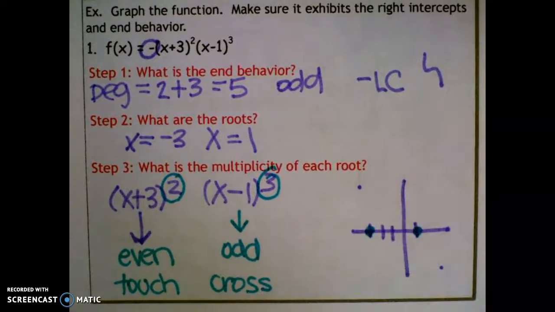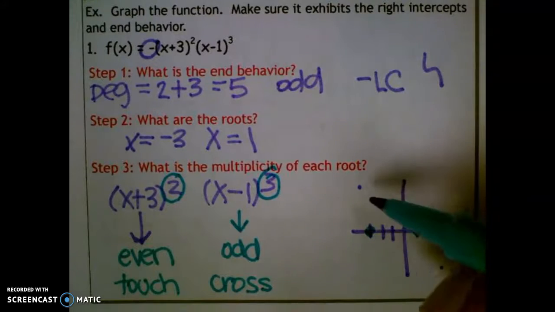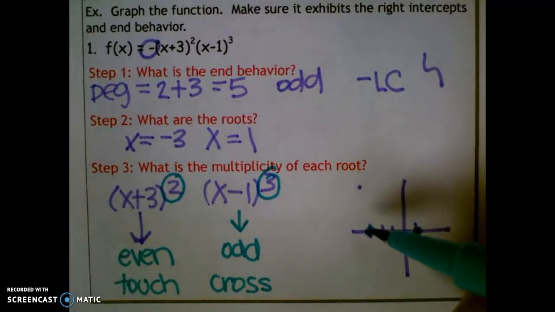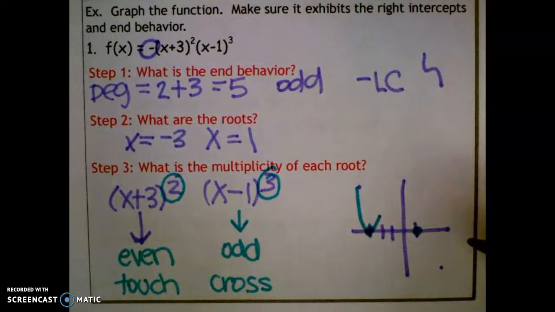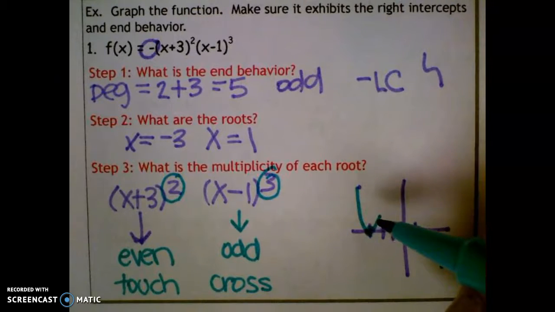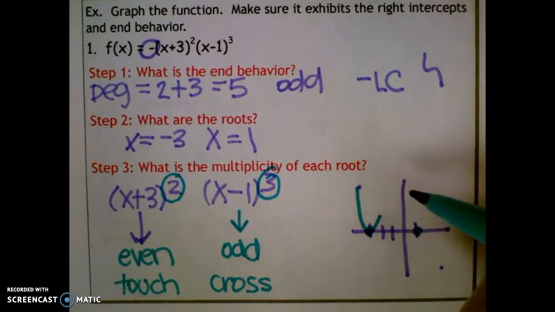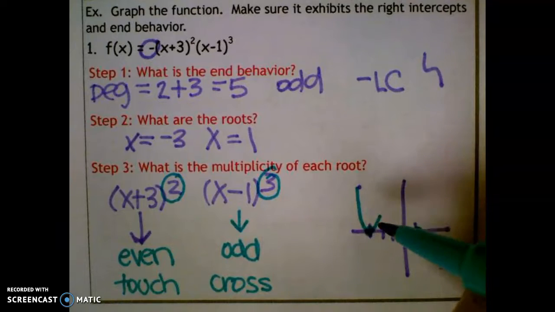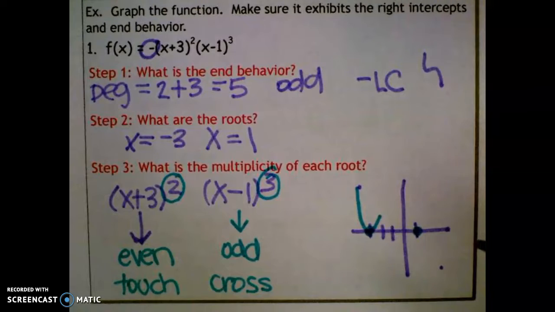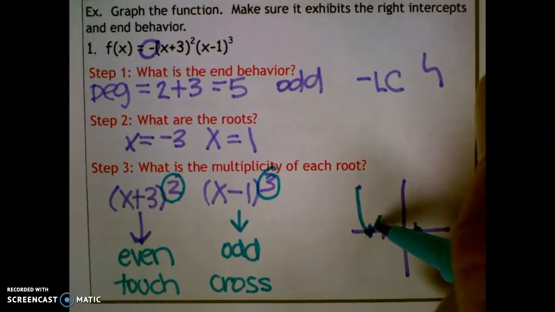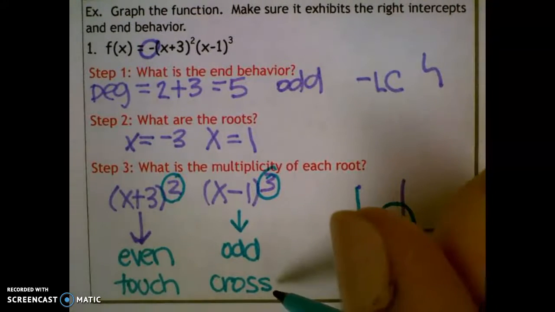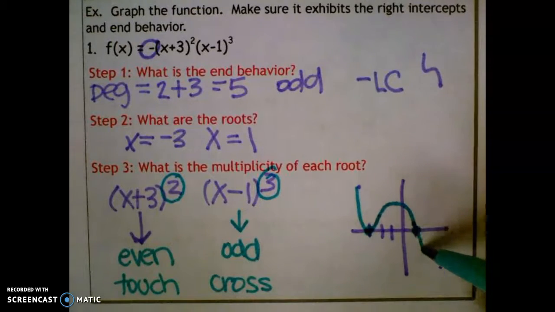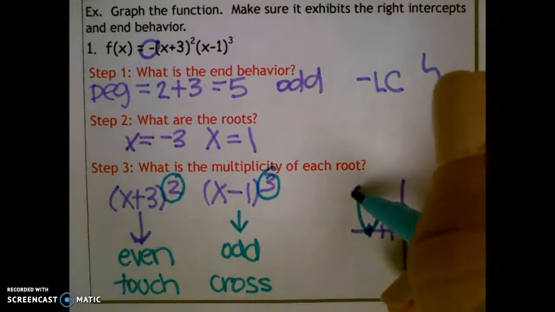So what that looks like, we're going to start up here in quadrant 3. We're just going to touch this point. So we're going to do something like that. And then we're going to go up. Now, I don't care how far you go up. If we found the y-intercept, we could have something a little bit more accurate. But sometimes the y-intercept is like 200, so we're not doing that. We're going to go up however much we want, and then when we get to this point, that one crosses. Cross through, add arrows to the ends.